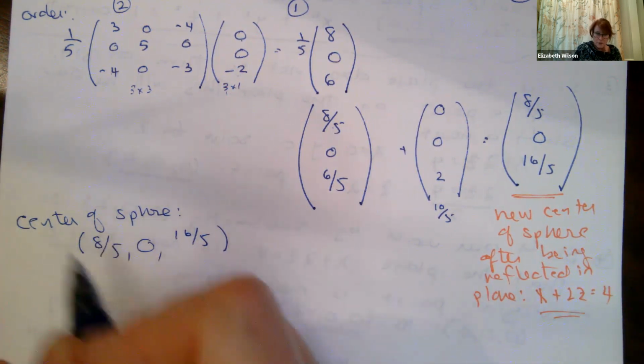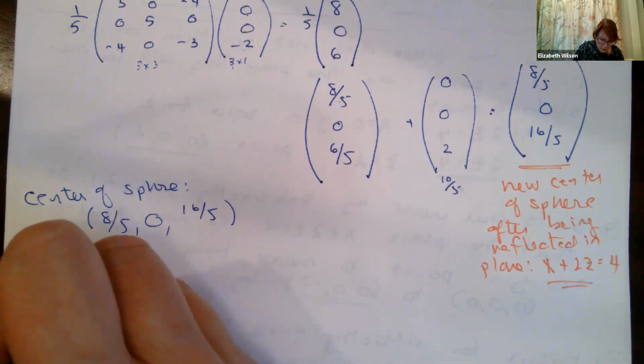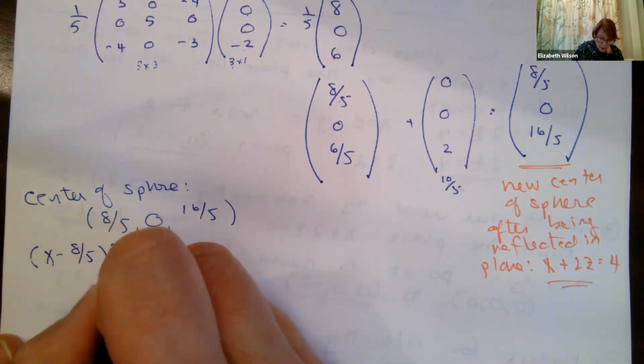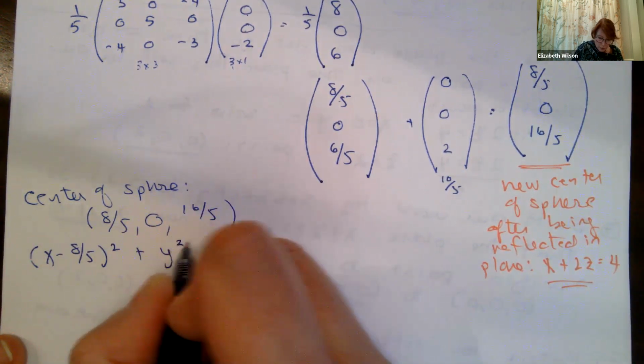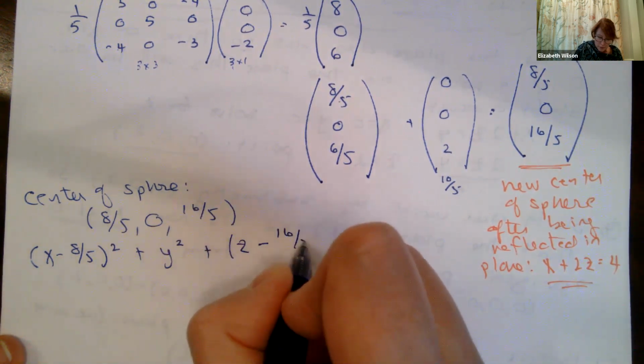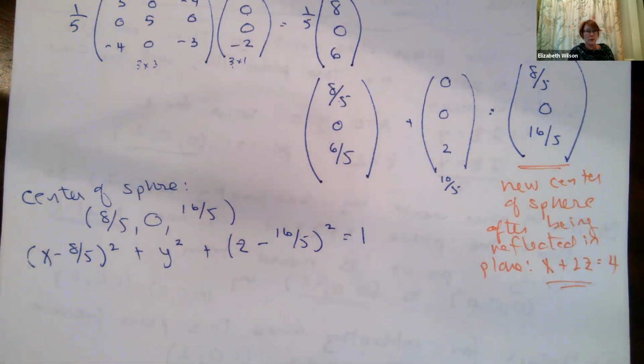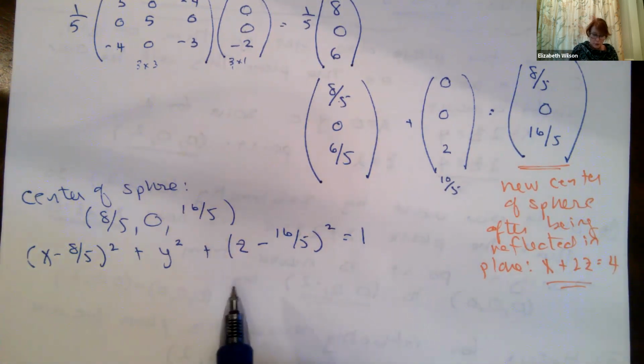So if I were to write out a sphere equation, it's going to look like this. x minus 8/5 quantity squared plus y minus 0 quantity squared plus z minus 16/5 quantity squared equals, it still has the same radius. The radius doesn't change. We're not doing a scale on this. This is an affine. This is my new equation.